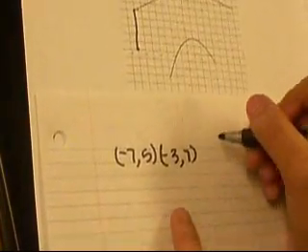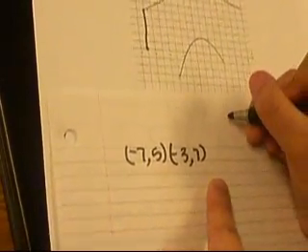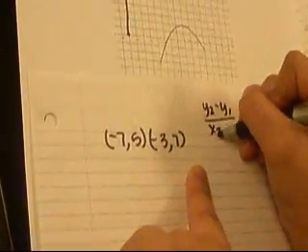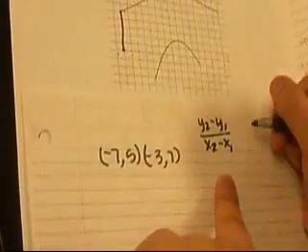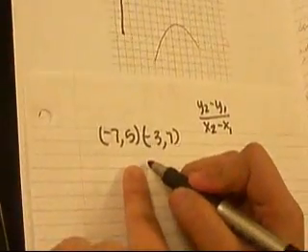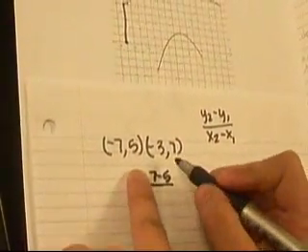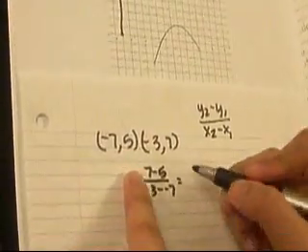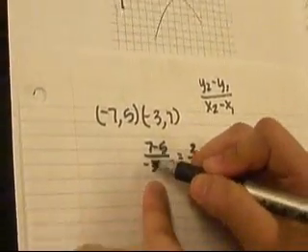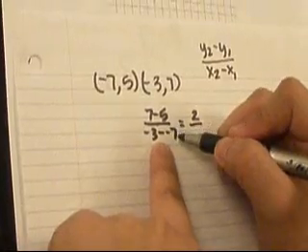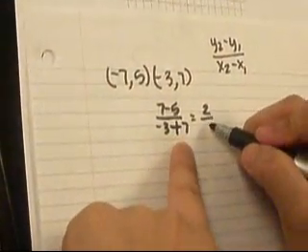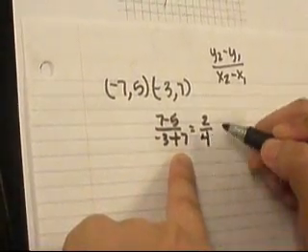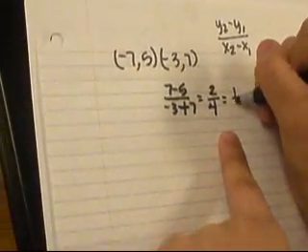So you would plug them into the slope formula, which is y2 minus y1 over x2 minus x1. And you would put 7 minus 5 over -3 minus -7. You would add them and you would get 2 over 4. Your slope would equal 1/2.